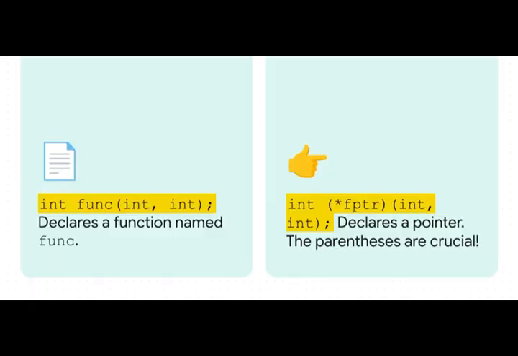Now look closely here because this is the single most important part of the syntax. See the difference? It's those parentheses around FPTR. They are absolutely crucial. Without them, the compiler would think you're declaring a function named FPTR that returns an integer pointer. But with them, you're telling the compiler, hey, FPTR itself is the pointer, a pointer to a whole function. Don't ever forget those parentheses.